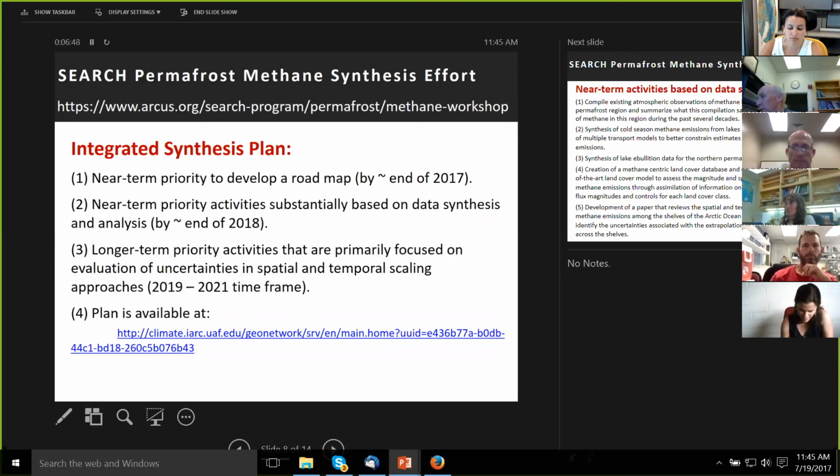And then there are 5 near-term priority activities identified based on data synthesis and analysis, and I'll show those in subsequent slides. And then there are longer-term priority activities that focus on evaluation of uncertainties and spatial and temporal scaling approaches. Those are on the 3 to 5 year time frame. And for anyone interested in seeing the full plan, it's available at the link that I've provided.